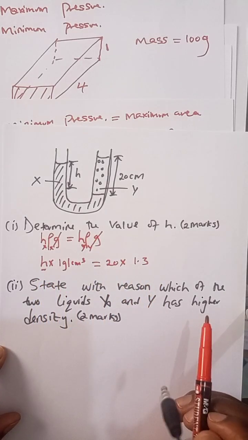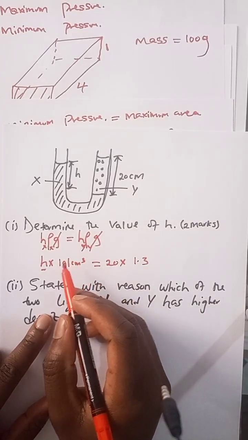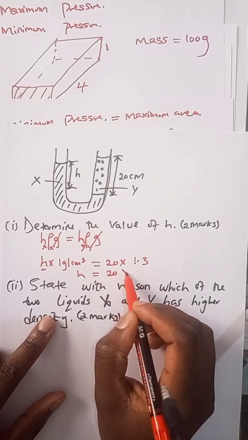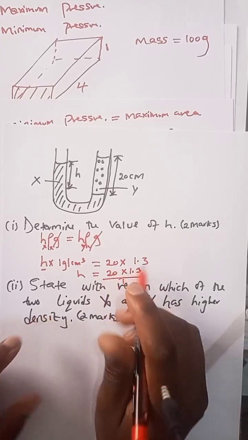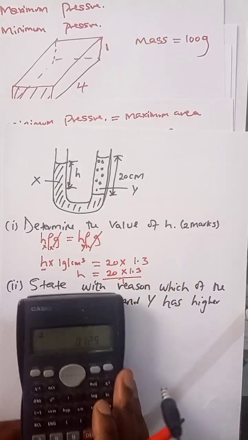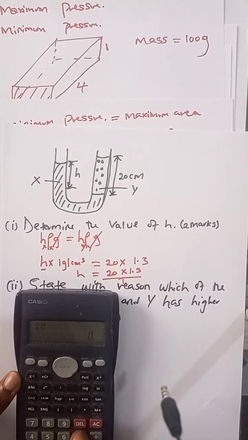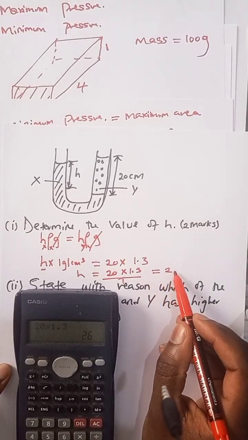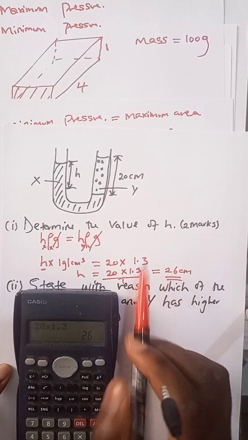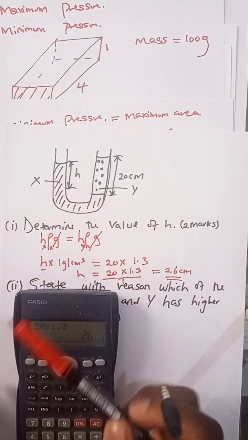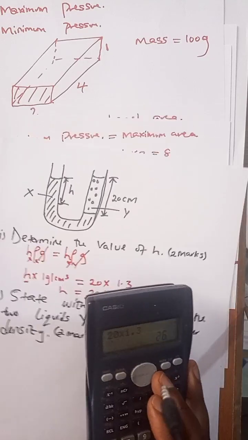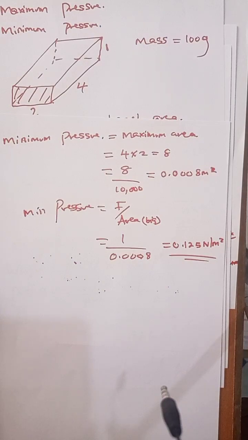So in that case, I'm going to solve for H. H will therefore be 20 multiplied by 1.3, we divide by 1, and we get 20 times 1.3. We get this to be 26 centimeters, though it might not look real because it has not been drawn to scale. For that matter, it has not been drawn to scale.